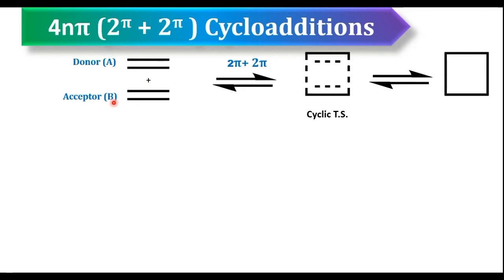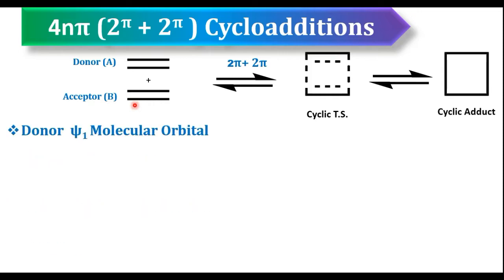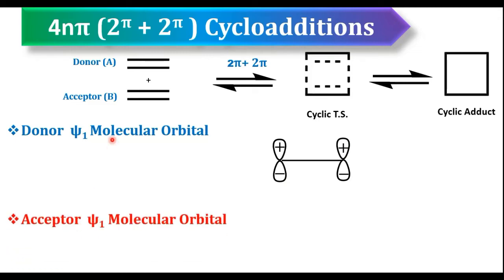Next we have to select psi 1 from A ethylene and psi 1 from B ethylene. Write the psi 1 molecular orbital of the donor. Two orbitals are present, both having plus signs at the top side and minus signs at the bottom side. Now take the psi 1 molecular orbital of the acceptor, the same thing. These are the molecular orbitals of donor ethylene as well as acceptor ethylene.